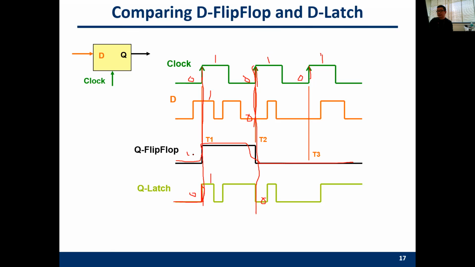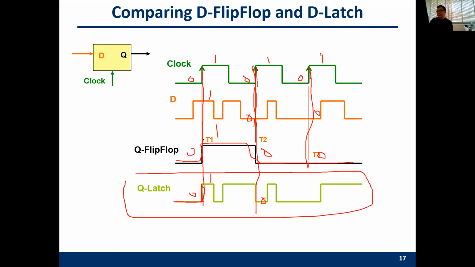It changed from 0 to 1 here and from 1 to 0 here. And then the input is still 0, so the output is still 0. The last row is the result for the D latch. By comparing these two waveforms, you can see the difference.